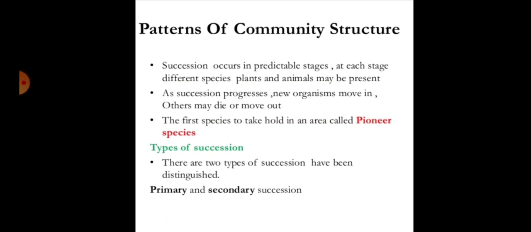Now let's discuss the patterns of community structure. The replacement of one community by other kinds of communities in the course of time due to changes in physical conditions is called ecological succession or ecosystem development. Ecological succession extends over a long time and is a gradual and continuous process which continues until a stable community called the climax community is reached.